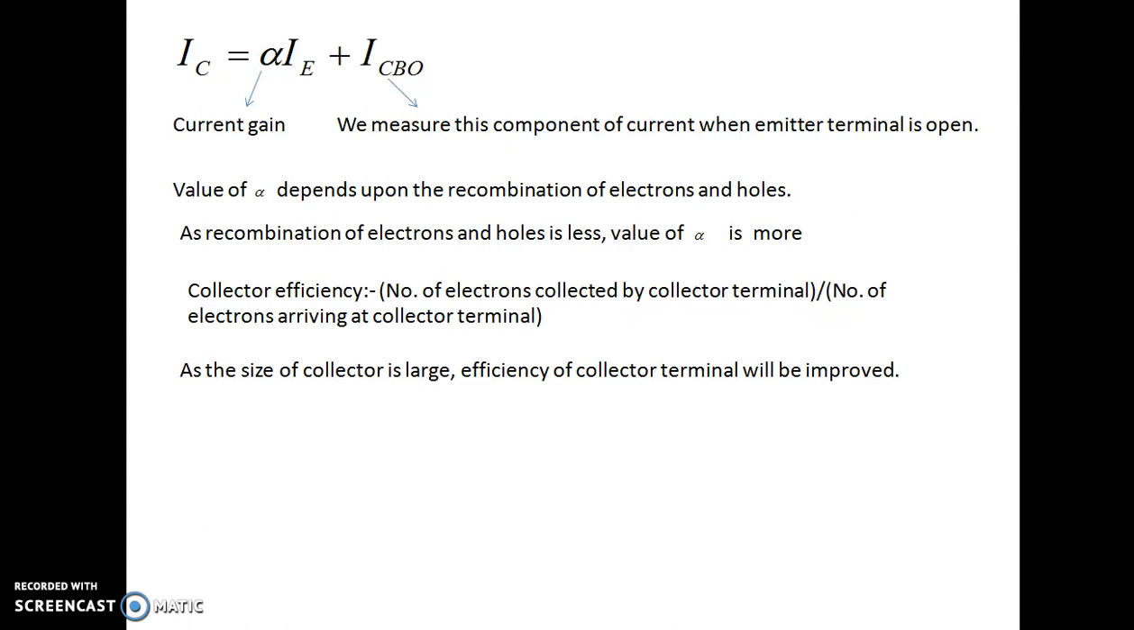So these are the three types of current in the BJT: emitter current, base current, and collector current. And we design the transistor, or dope the transistor, in such a way that the efficiency of the emitter terminal, base terminal, and collector terminal is high. If the efficiency of the base terminal, emitter terminal, and collector terminal is high, then the overall efficiency of the transistor is more.